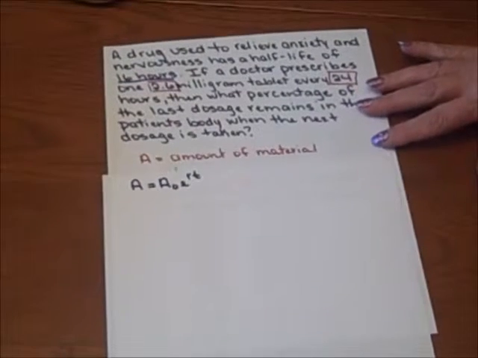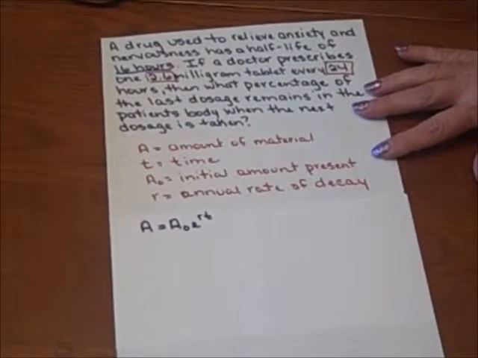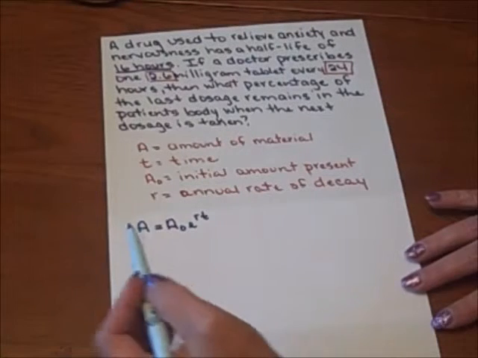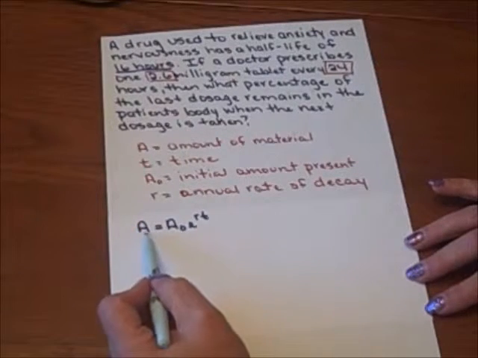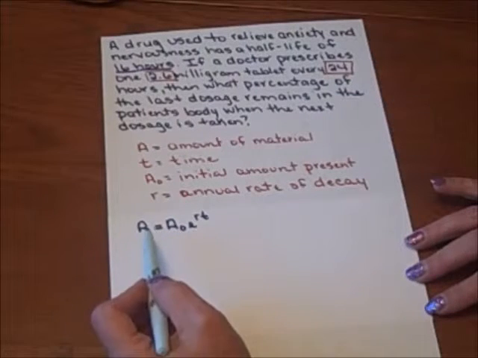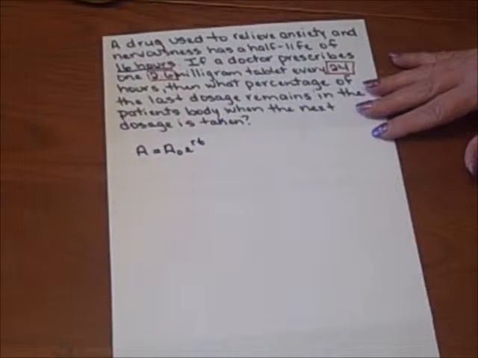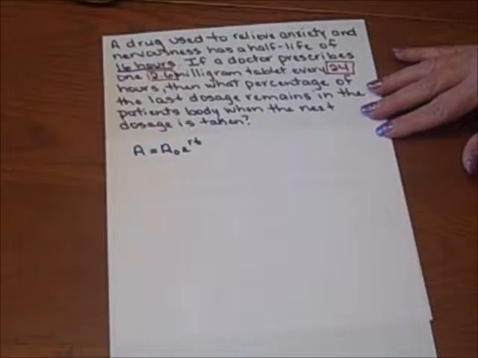For this formula, let's just go over what each one of these stands for. A equals the amount of material, t equals time, A sub 0 is the initial amount present, and r equals the annual rate of decay. Before we find the percentage, we're going to have to find r, because what we're looking for in the end is the percentage, or A as a percentage. Now, in order for us to find r, we have to remember our rule for half-life.